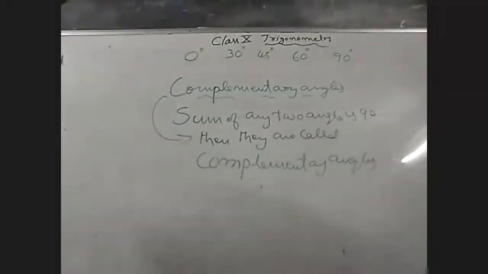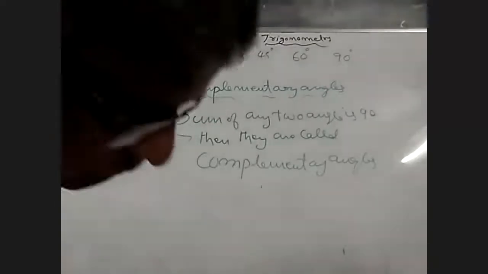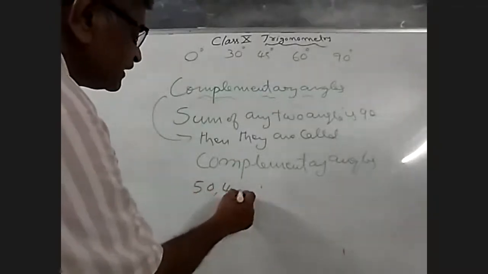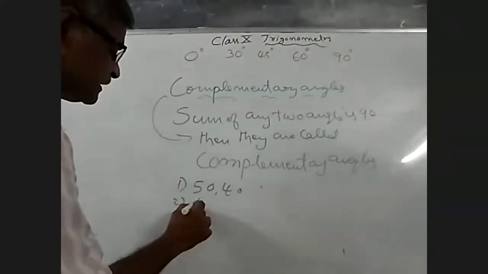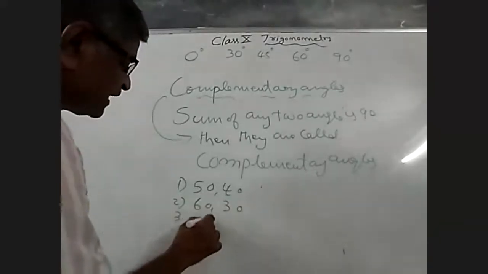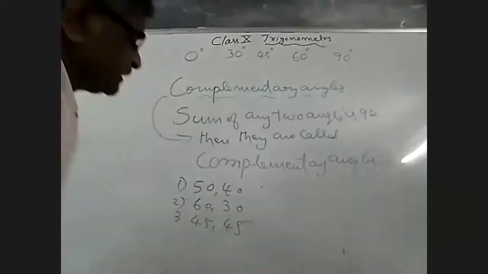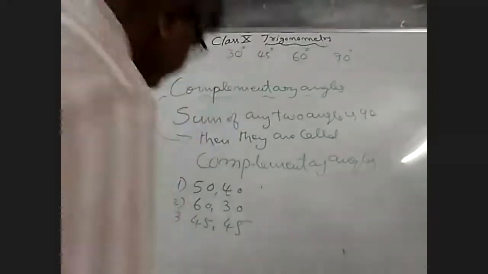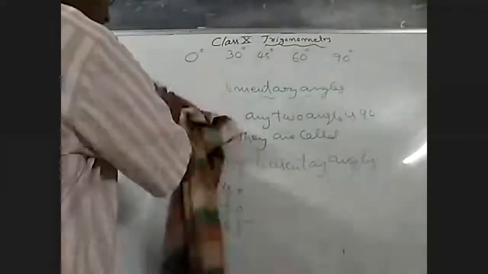Can you give an example? 50 plus 40, 30 and 60, 45 and 45, like that. So these are the examples of complementary angles. Write down in your notebook. Okay.